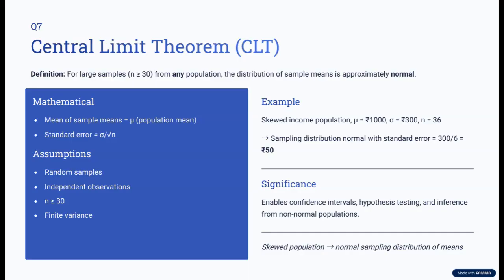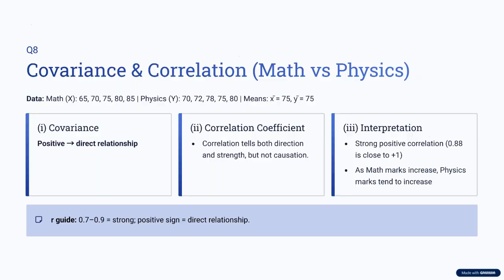Key point: CLT works for sample size n greater than or equal to 30. That is why in many statistics problems, we feel safe using normal approximations when n is large.